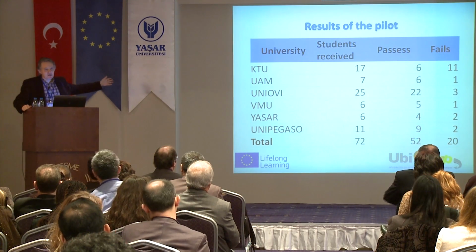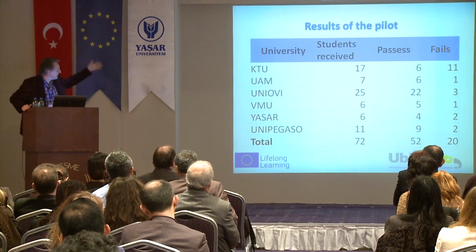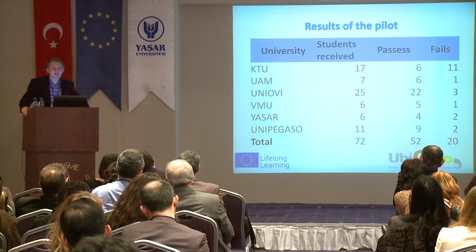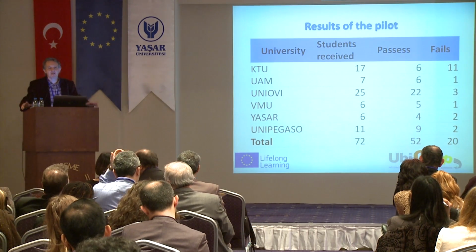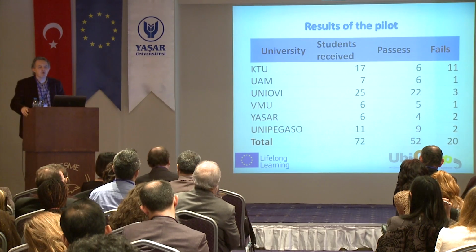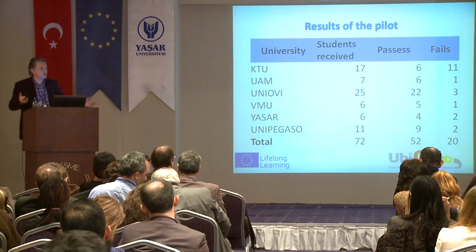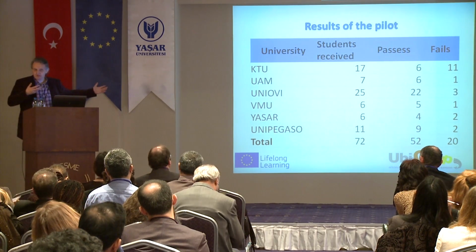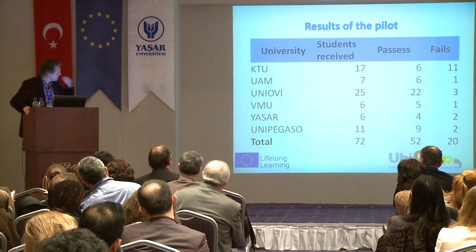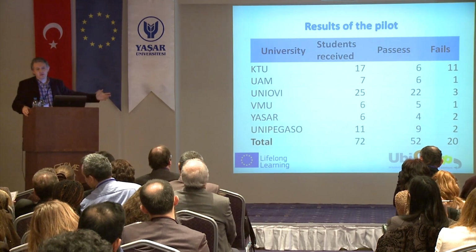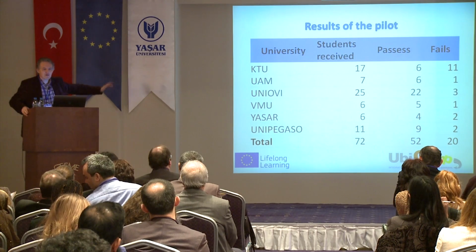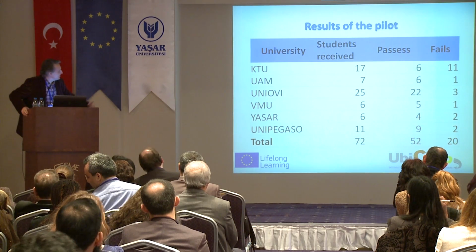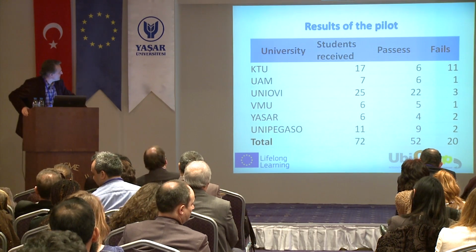This is the students received by every institution. In Kaunas Technological University, they received 17 students, more or less, because there are a few students that participate in more than one subject, in more than one course. So perhaps not 17, perhaps 15. Well, this is only the participation. The Universidad Autónoma de Madrid received 7 students. University of Oviedo, 25 students, etc.